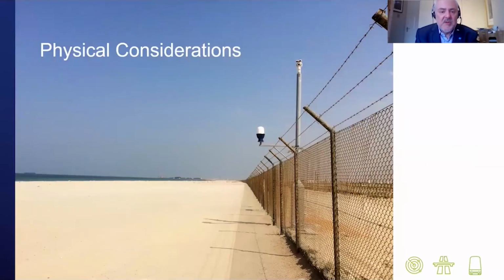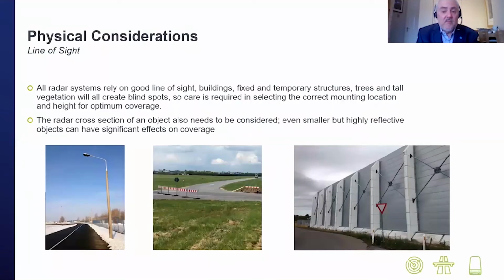Now some physical considerations on the actual site in question. One of the first and most obvious is line of sight. All radar systems rely on line of sight, so any buildings, fixed or temporary structures, trees, tall vegetation, etc., will all create blind spots. So care is needed in selecting the correct mounting location, and also the best height. The radar cross section of an object also needs to be considered. Even smaller, very highly reflective objects can have a significant effect on coverage.